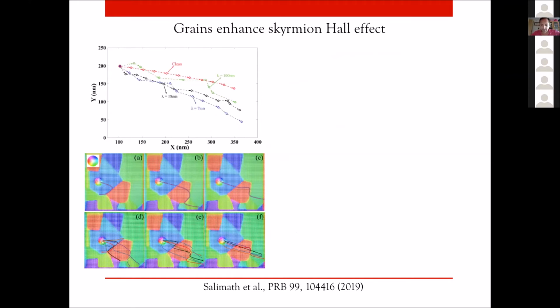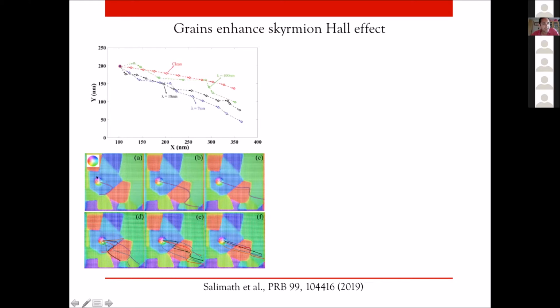Now, the other issue we have is, of course, the grain boundaries, because all those materials we are dealing with are usually sputtered, so we have a lot of grains. And what we realized is that when you send a skyrmion through this kind of system, depending on the strength of the electric field that you apply through the system, this skyrmion will experience a sliding motion. So this is a micromagnetic simulation that was done by one of my former postdocs, Akshay Salimath.